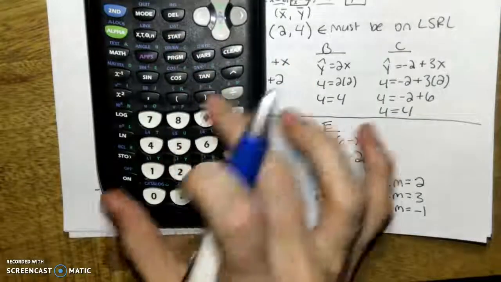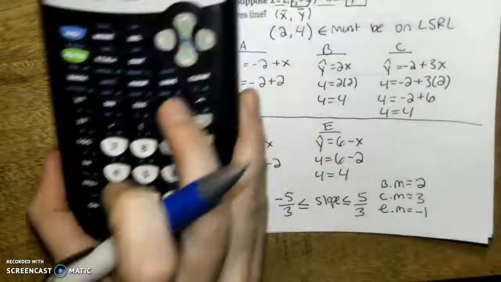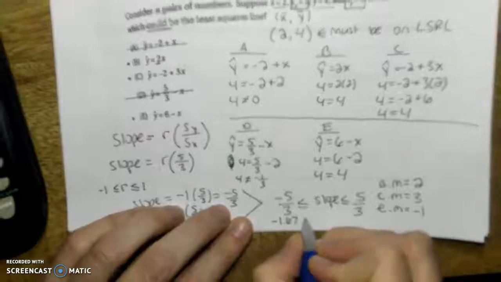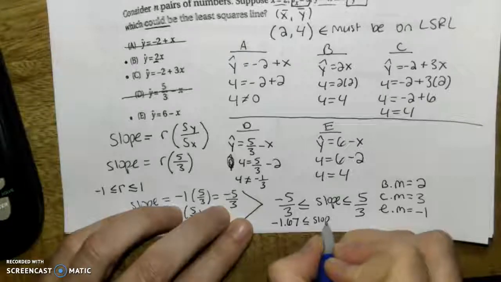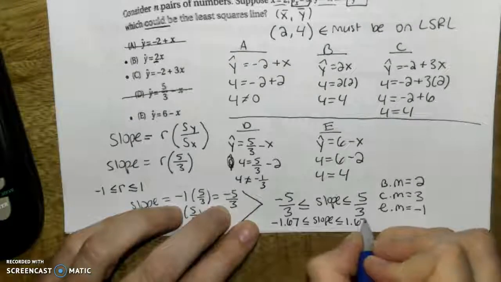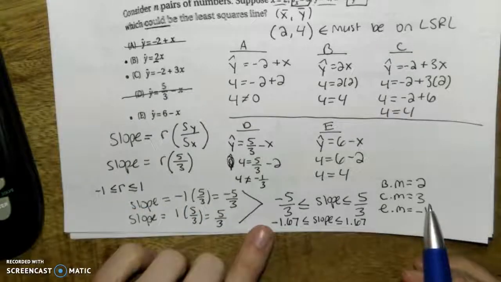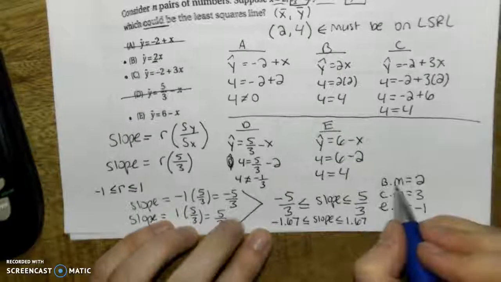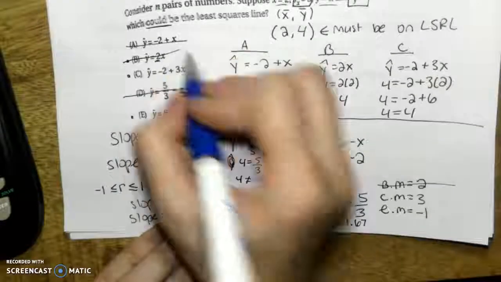Well, let's convert 5/3 into a decimal. We get 1.67. So -1.67 all the way up to +1.67. Does 2 fall within that range? It does not. It's greater than the high end, right? So I'm going to eliminate B.